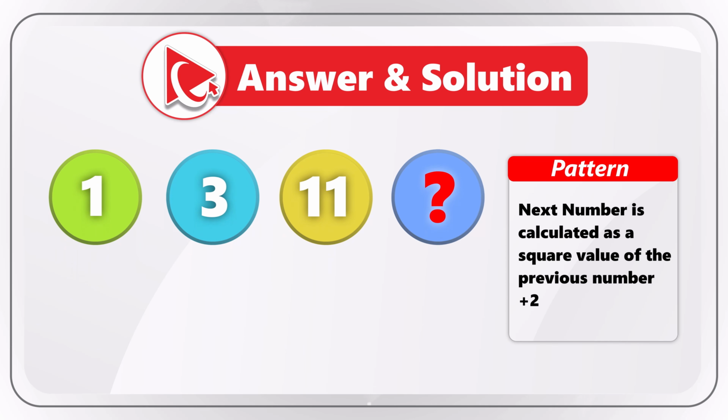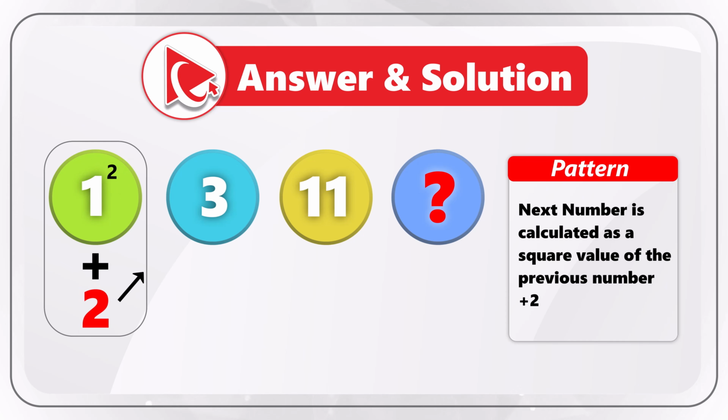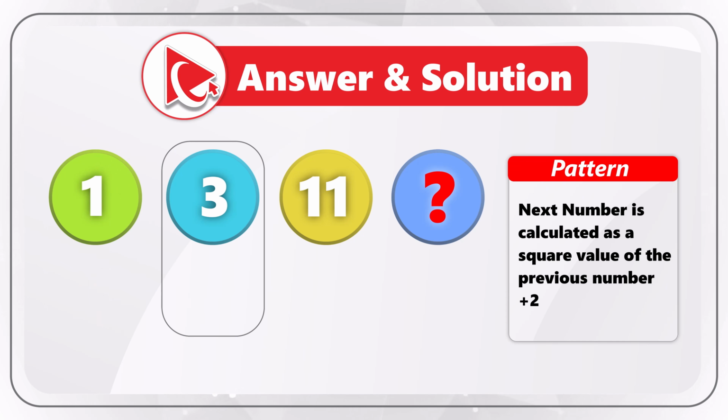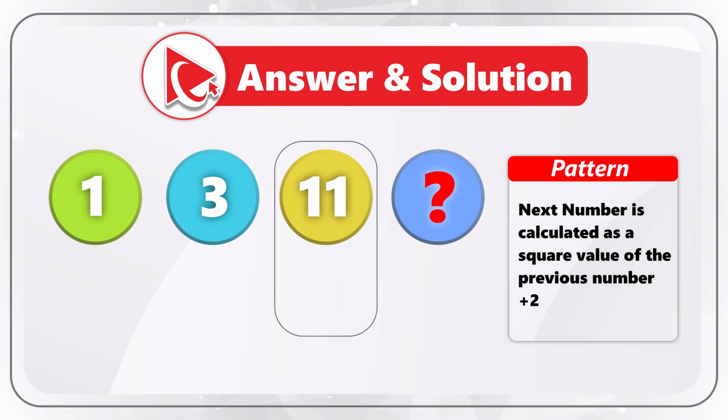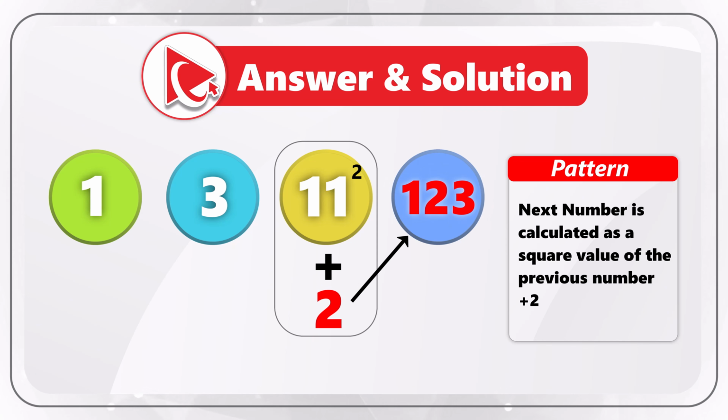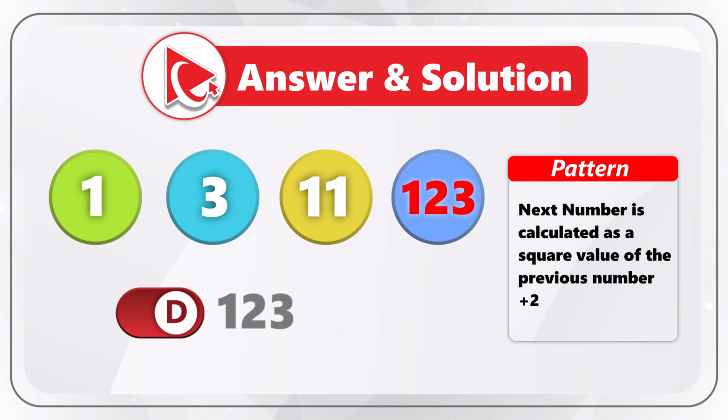Let's look at the example. The first number is 1. 1 squared plus 2 equals 3. Then comes the next number, which is calculated as 3 squared plus 2, which equals 11. So the missing number calculation would be 11 squared, which equals 121, plus 2, which would be equal to 123. So the correct answer here is choice D, 123.